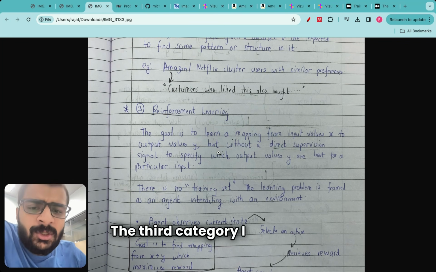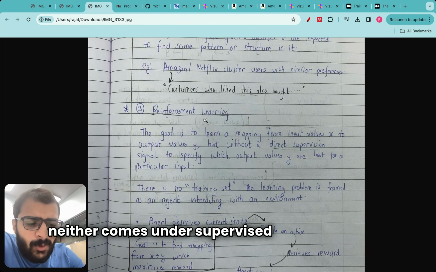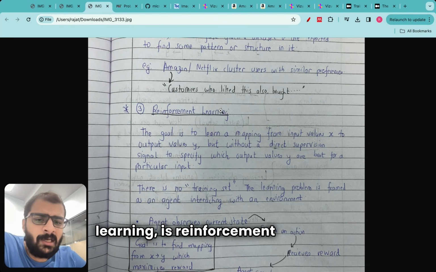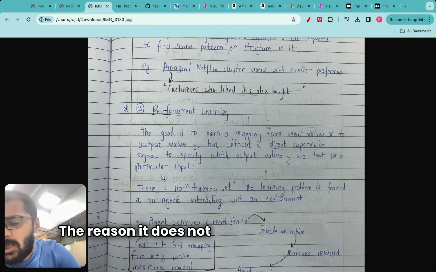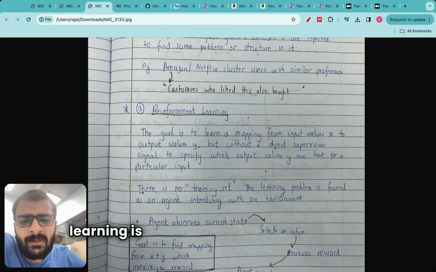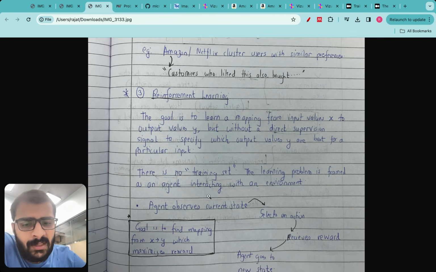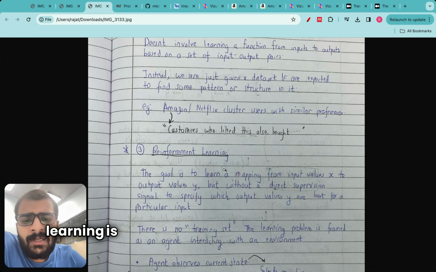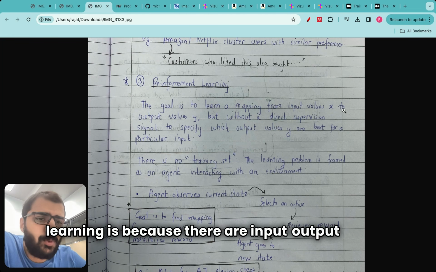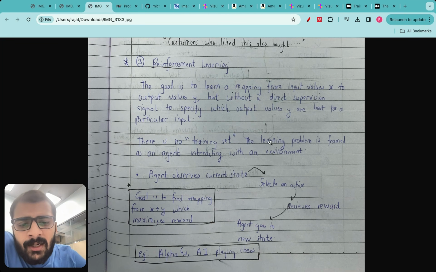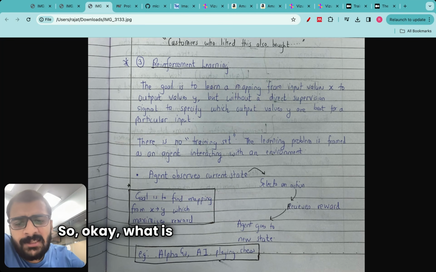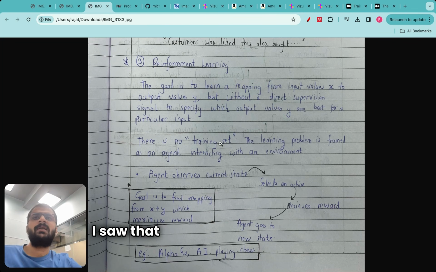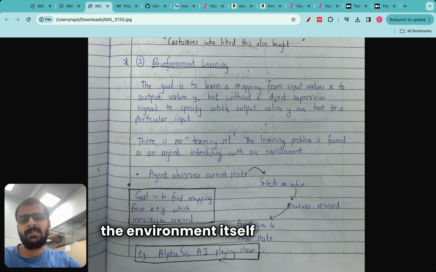The third category I saw, which neither comes under supervised or unsupervised learning, is reinforcement learning. The reason it does not come under supervised learning is because there is no training set. The reason it does not come under unsupervised learning is because there are input output values. Okay, what is reinforcement learning? I saw that in reinforcement learning the environment itself is different.